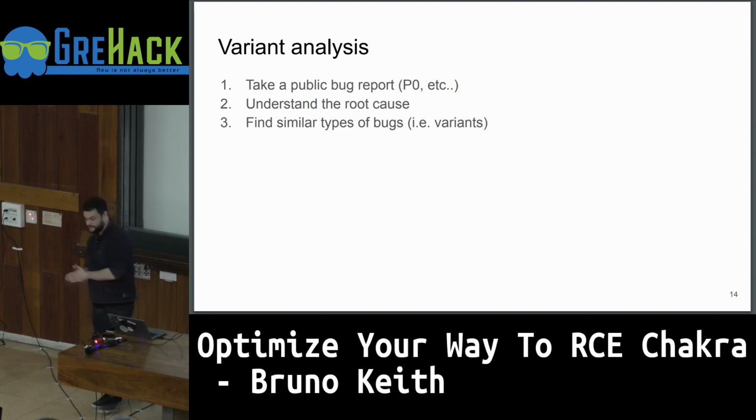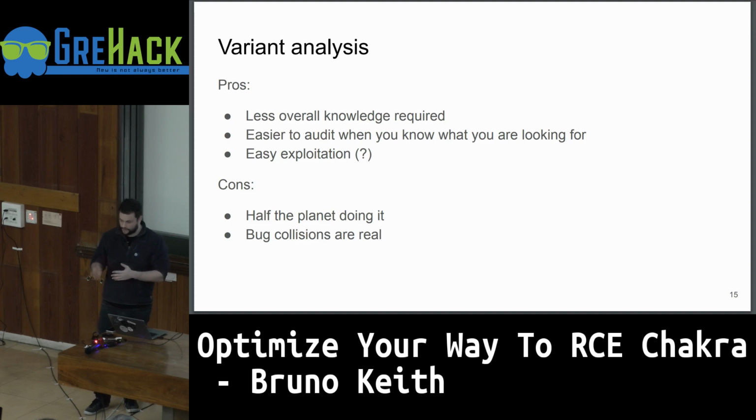So the first one, variant analysis, what is it? You take a public bug report, coming maybe from Project Zero, Chinese teams that publish something, whatever. You understand the root cause, and you try to find similar types of bugs, so variants of it. A couple of good things.